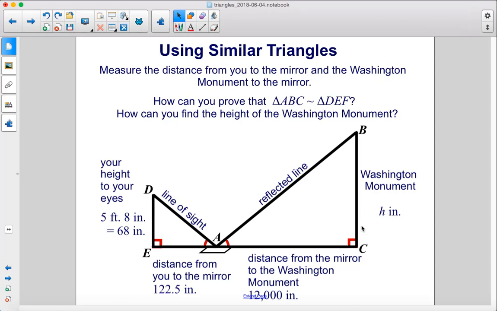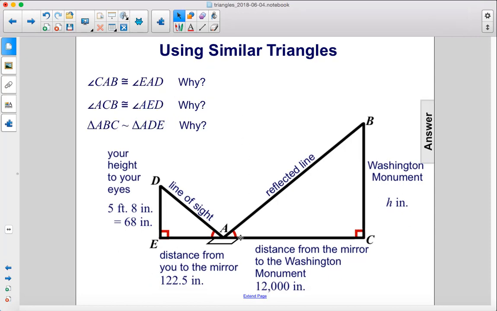Here is a diagram of what we're dealing with here. So this is you. This is your feet, your eyes, your line of sight. Here's the mirror where you see the top of the Washington Monument. The reflected line goes up like this. So how can we use this and similar triangles to find the height?